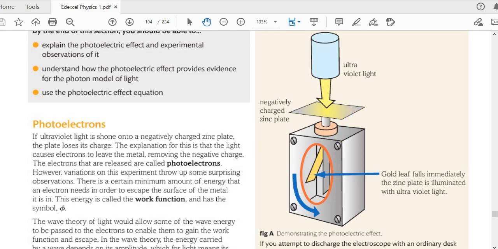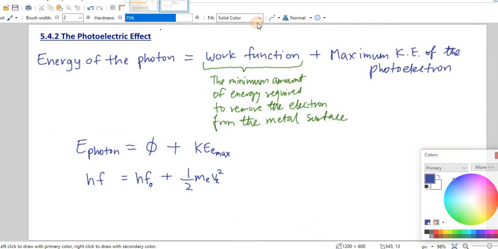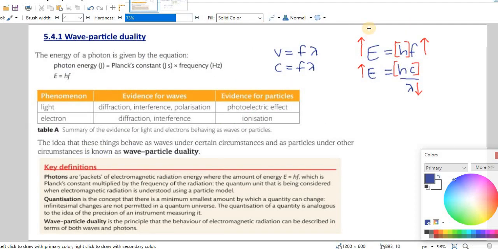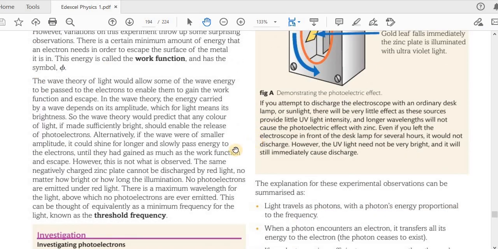So when the frequency increases, look at this, the energy of the photon is higher, or when the wavelength is shorter, the higher the frequency, the higher the energy of the photon. So that's why it doesn't work with red light, because red light has a longer wavelength, it has a lower frequency. That means the energy of those photons of red light is less than the work function which is necessary to remove the electrons from the metal surface. The same negatively charged zinc plate cannot be discharged by red light, no matter how bright or how long the illumination. No photoelectrons are emitted under red light.